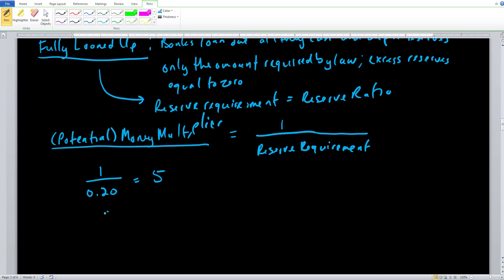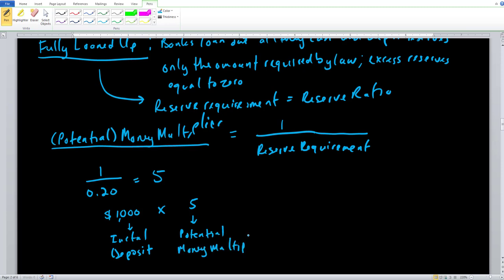So we had a $1,000 new deposit, which was our initial deposit. We need to multiply this by our potential money multiplier. When we take the product of these two numbers, we will see exactly how much new money is created within the banking system. So 1,000 times 5 will give us $5,000 of new money.